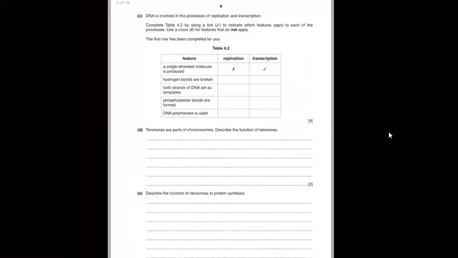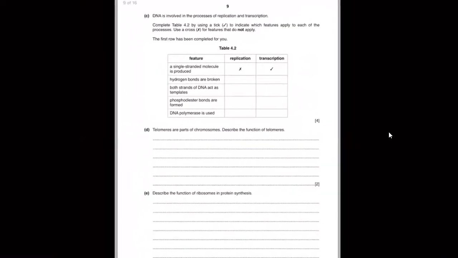Let's do the revision of this. DNA is involved in the processes of replication and transcription. Complete table 4.2 by using a tick to indicate which features apply to each of the processes and use a cross for features that do not apply. हाँ जी.